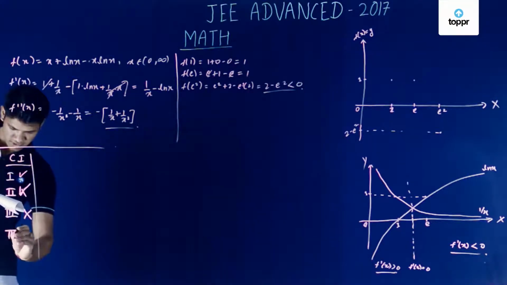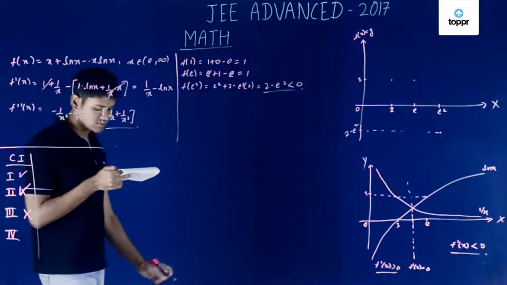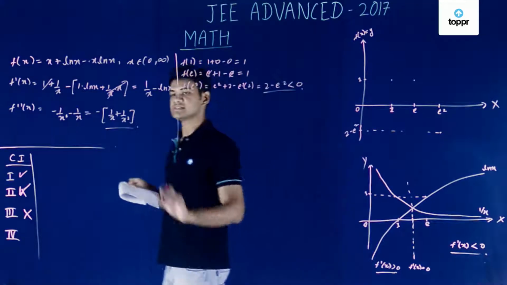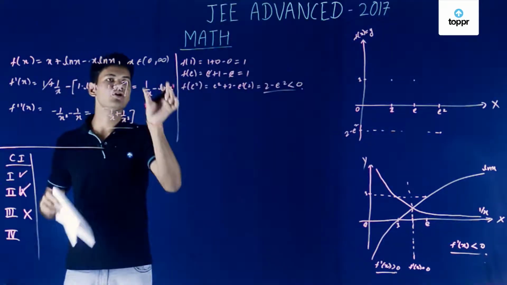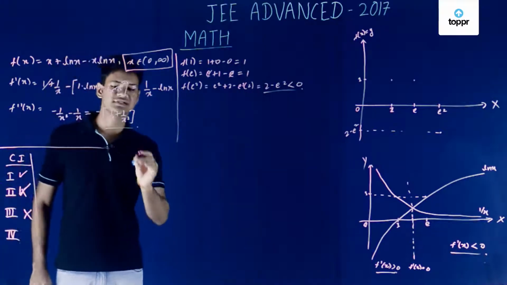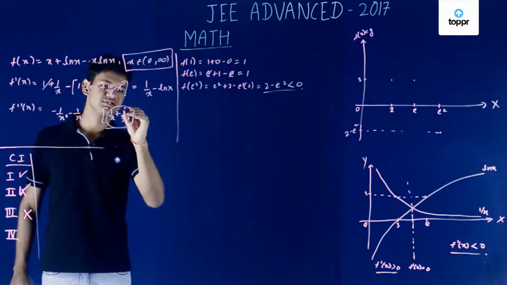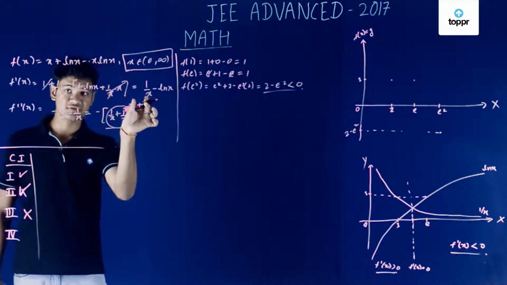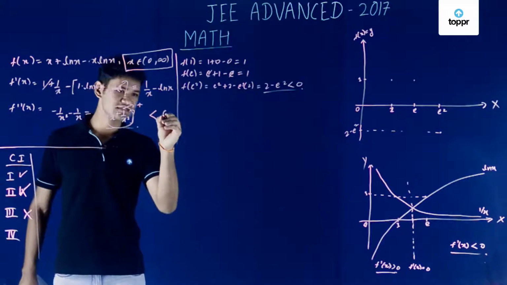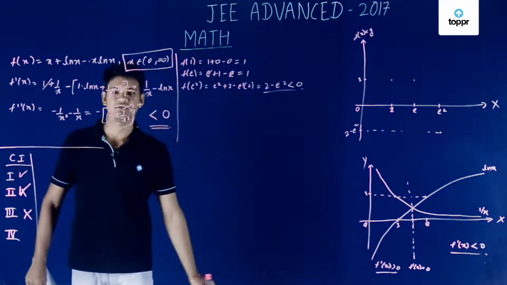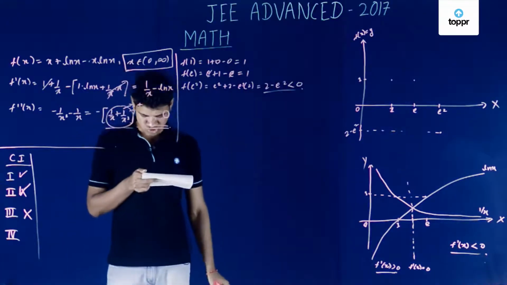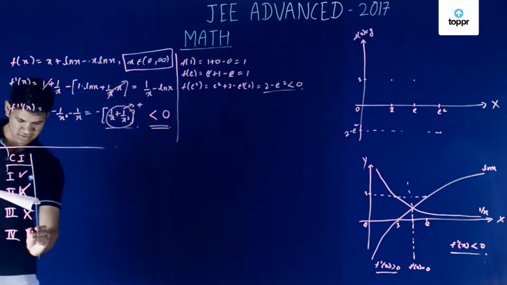Fourth option in column 1 says that f double dash x is equal to 0 for some x in 1 to e. Now f double dash x is this value, right? For all the positive values of x, which is the domain of this function, we can see that this value will always be positive. And since this forever positive value is multiplied with a negative value, this f double dash x will always be less than 0. Not even will it be equal to 0, it will always be less than 0. So the fourth option is incorrect.